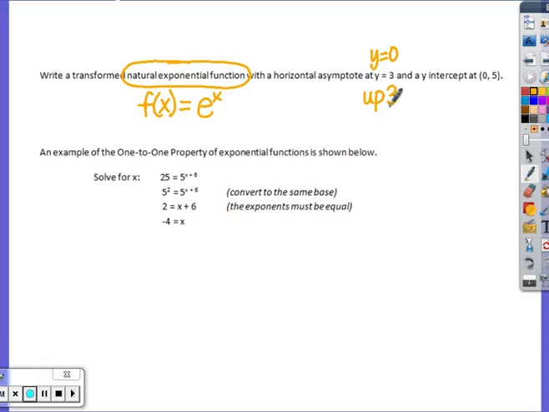Good deal. Where is the y-intercept usually? 0, 1. Usually it's at 1, because anything to the 0 is 1. But now we've changed it to 0, 5. What's up with that?